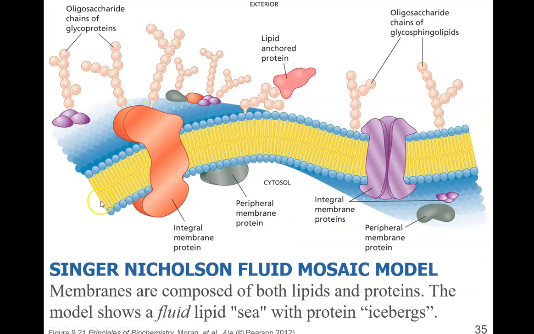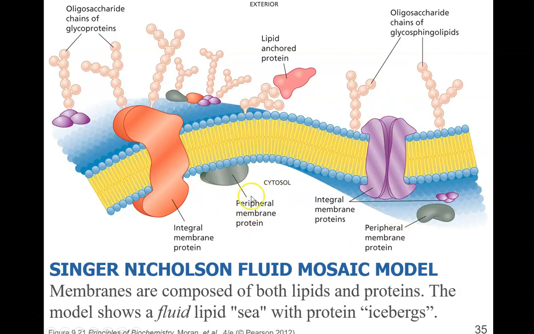So let's add our proteins now. So this is the Singer-Nicolson fluid mosaic model. It's been refined over the years, but it's a pretty good model, considering it was proposed about 50 years ago. So here we have the phospholipid bilayer. We have proteins that are associated with the membrane. They might be integral, in that they completely span the bilayer. They might be transporters, in which case they would have to span the bilayer.